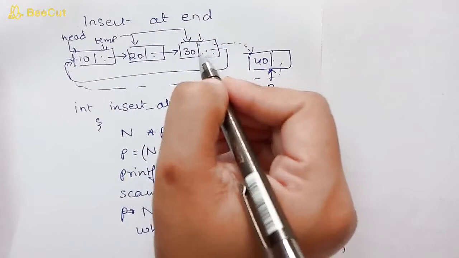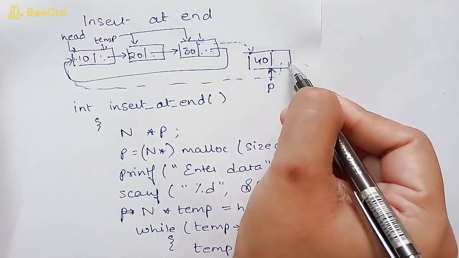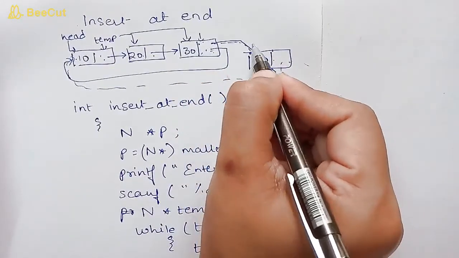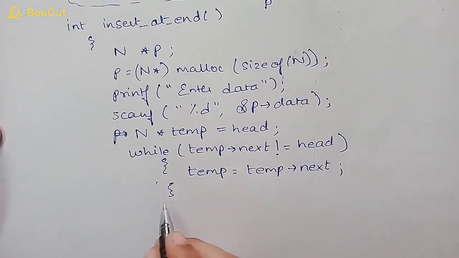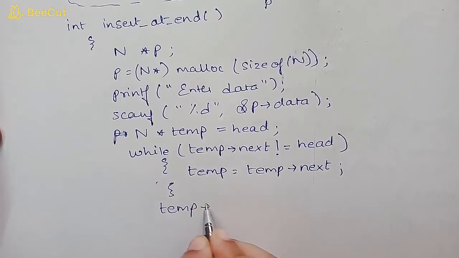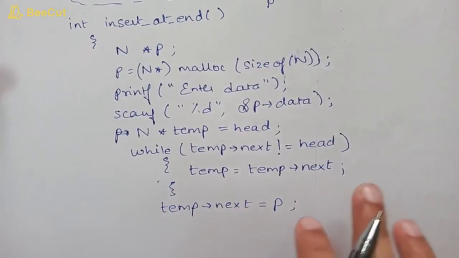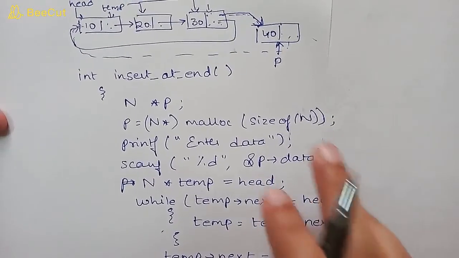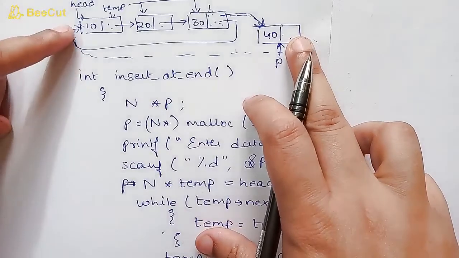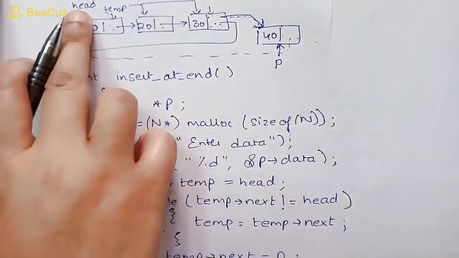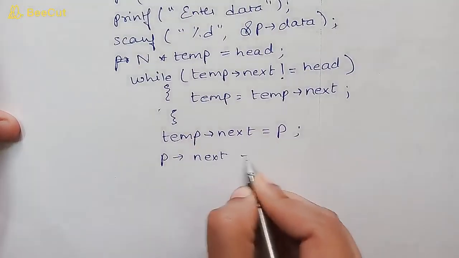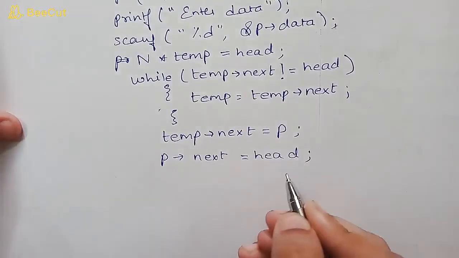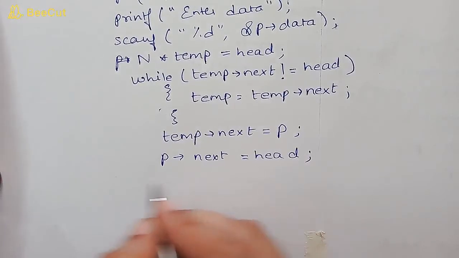So I'll come out of the loop and write temp next equals p. This link will be created, right? And directly I can give p next equals head, to create this link. So I've created both the links. This is all I have to do in the case of insertion.